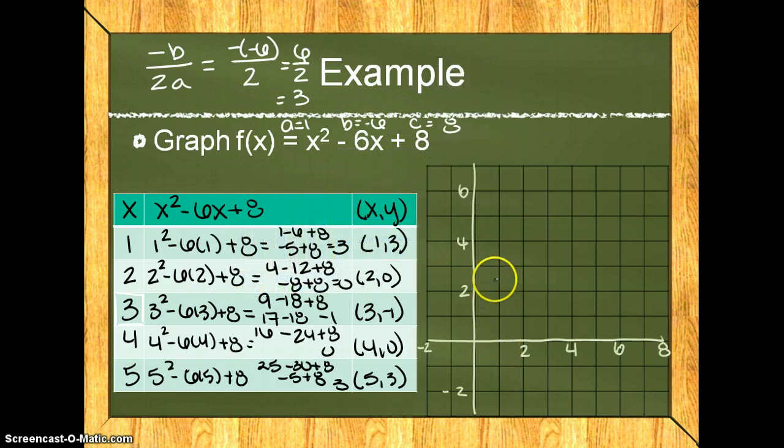So we have 1, 3, 2, 0, 3, negative 1, 4, 0, and 5, 3. You'll see that my points make a very nice looking U shape. Connect them in order to actually produce that U shape.